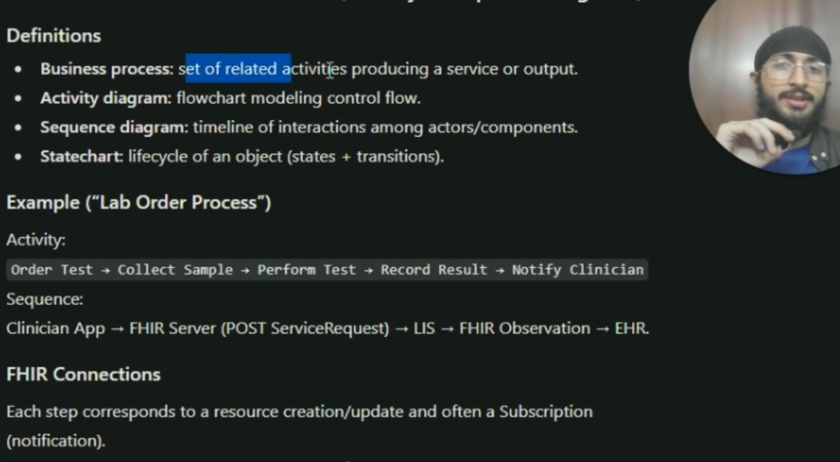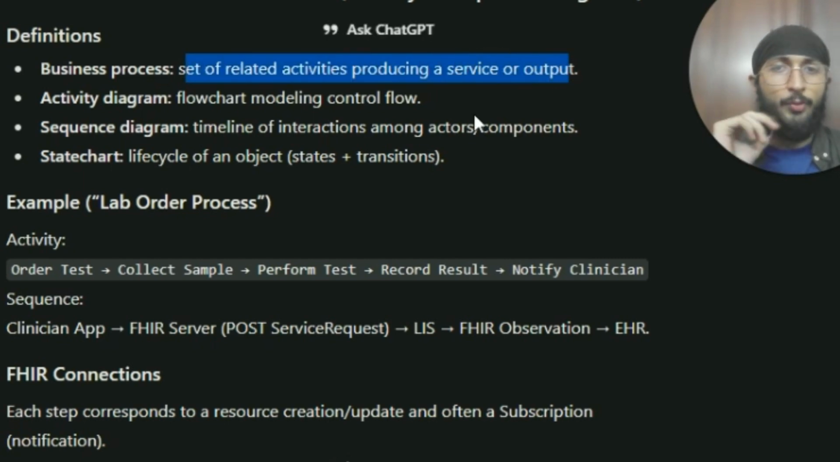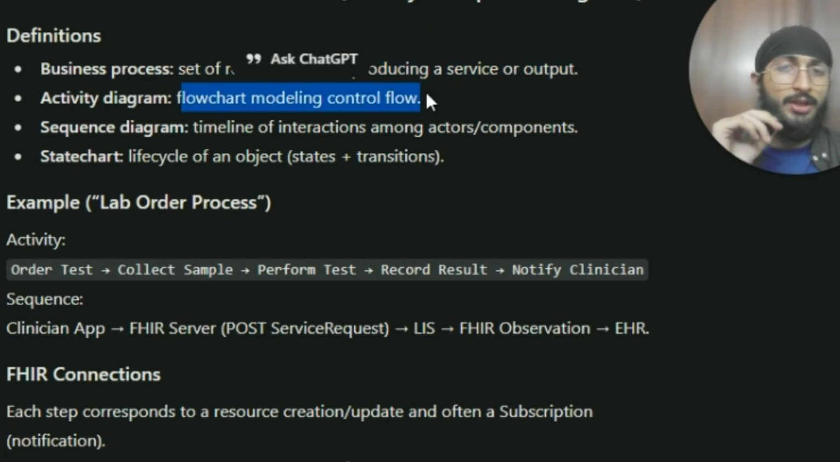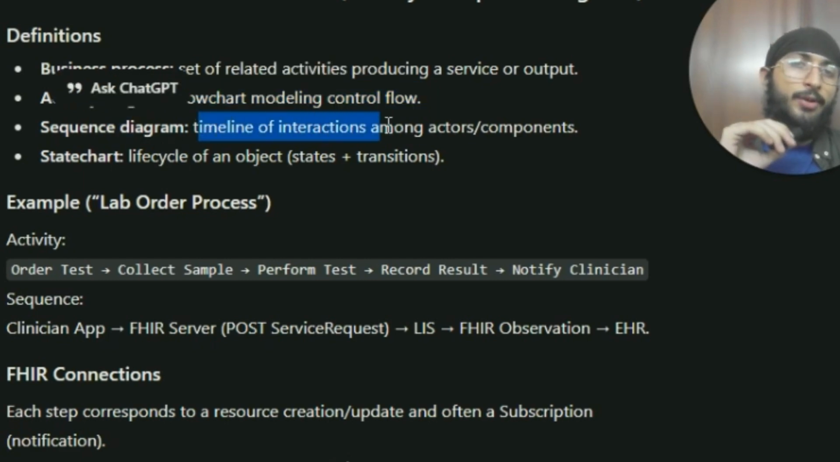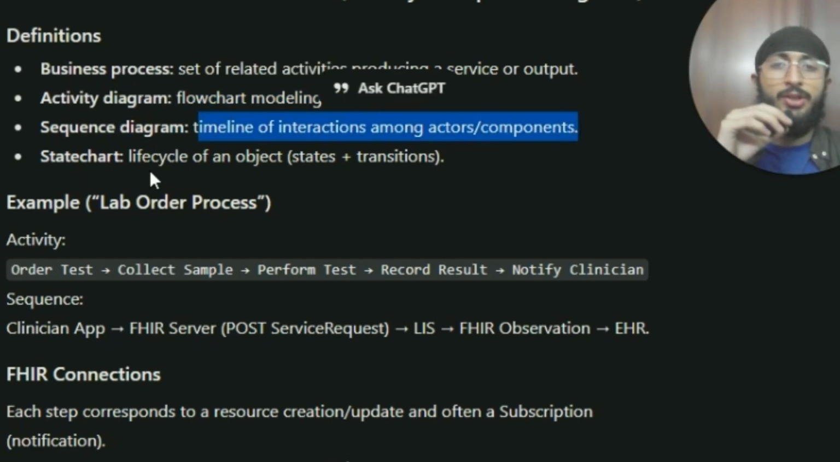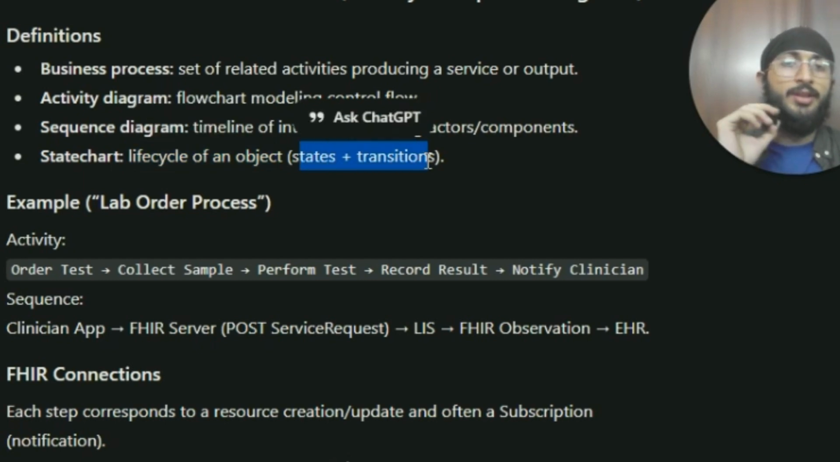So definition: a business process is a set of related activities producing a service or output, and the activity diagram is a flowchart modeling the control flow. A sequence diagram is a timeline of interactions among the actors or components, and the state chart is the life cycle of an object, that is, states plus the transitions.